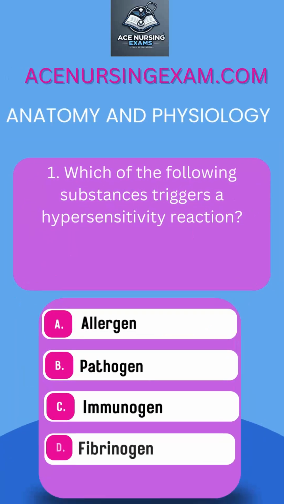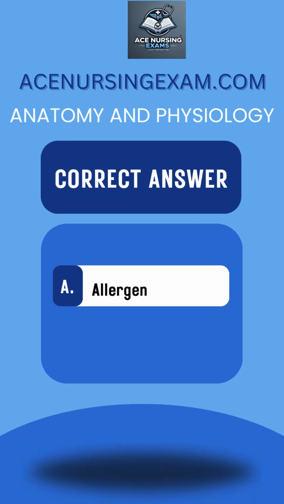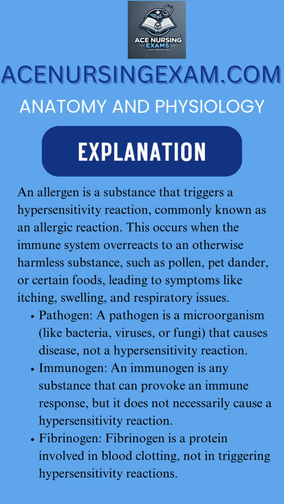1. Which of the following substances triggers a hypersensitivity reaction? A. Allergen. B. Pathogen. C. Immunogen. D. Fibrinogen. The correct answer is allergen. Explanation. An allergen is a substance that triggers a hypersensitivity reaction, commonly known as an allergic reaction.